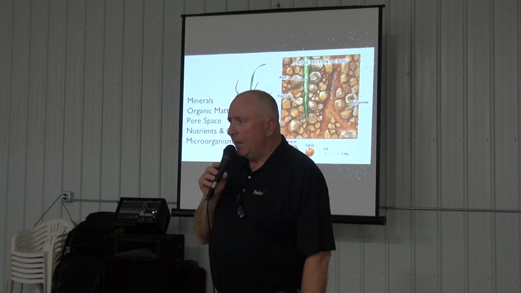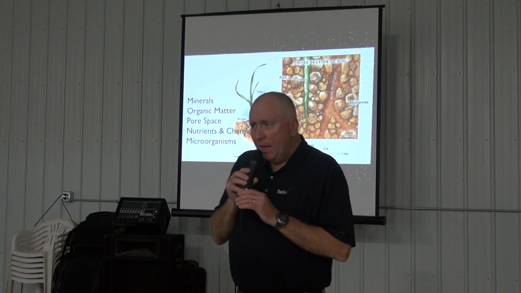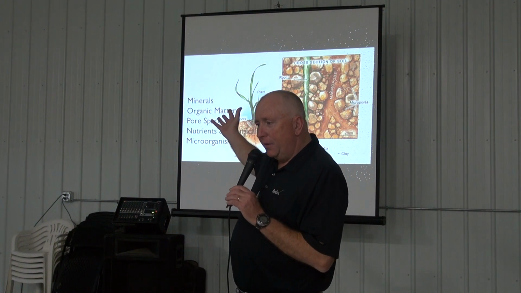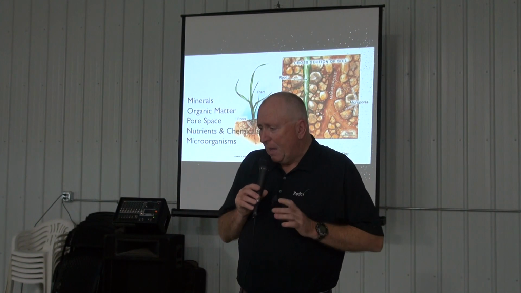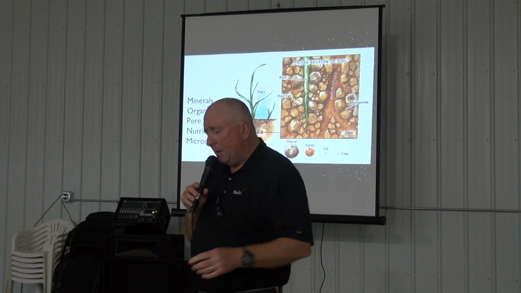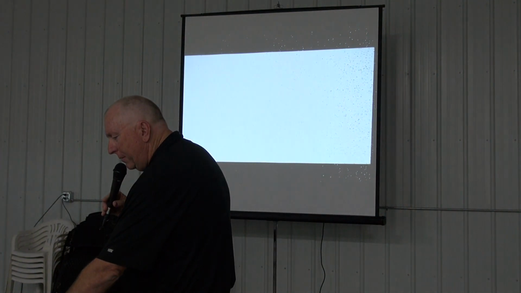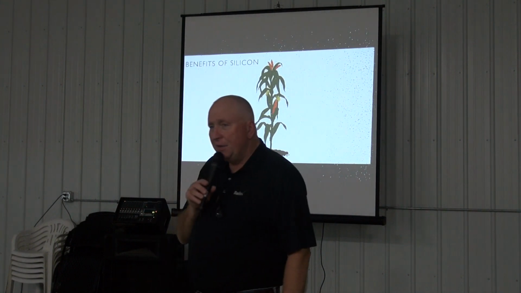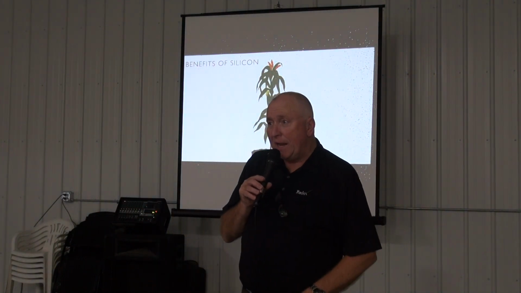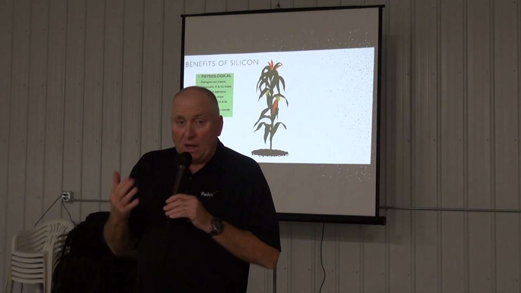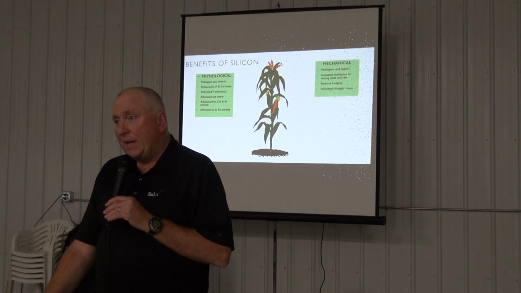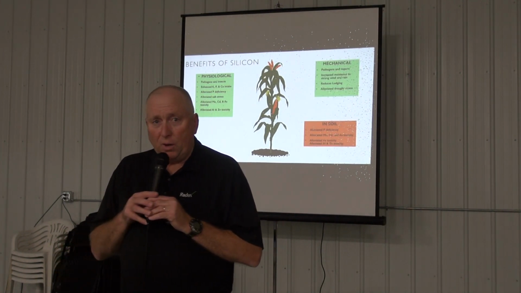Let's revisit briefly the composition of soil. We tend to jump to the mineral content: sand, silt, and clay. But what you may not be aware of is the element in greatest abundance in the Earth's crust is actually silicon. So why are we worried about it in plant nutrition? Well, for the following reason. It is showing that it increases in plants, it brings a number of benefits, including some physiological benefits, as well as some mechanical benefits and benefits in the soil.